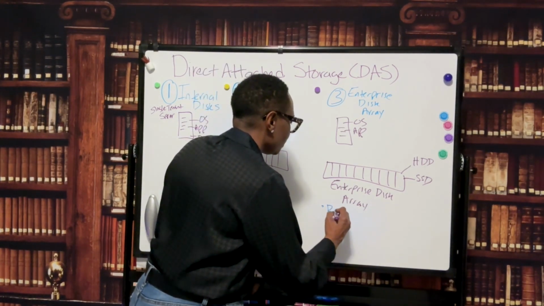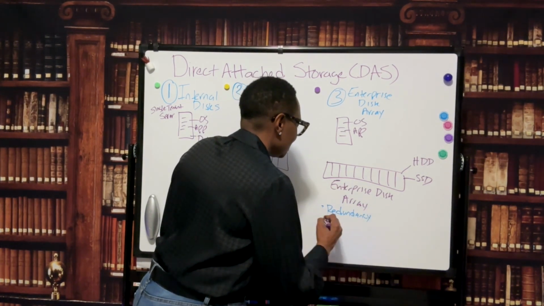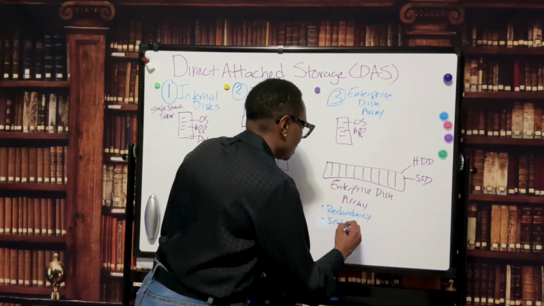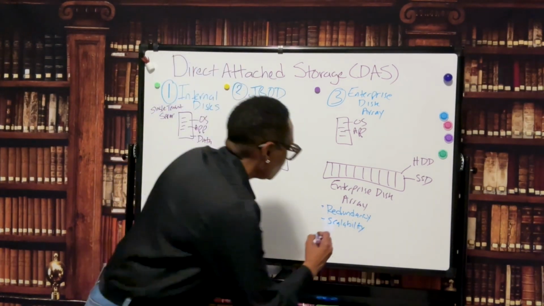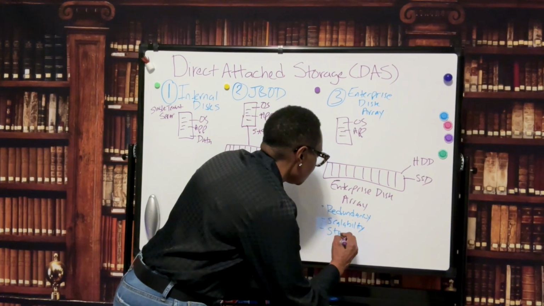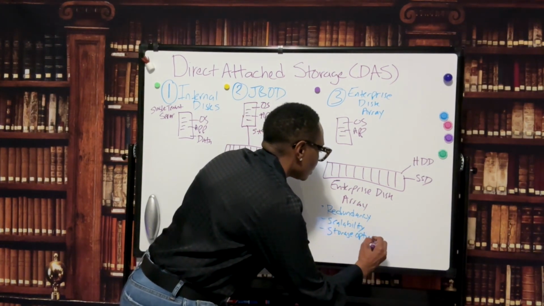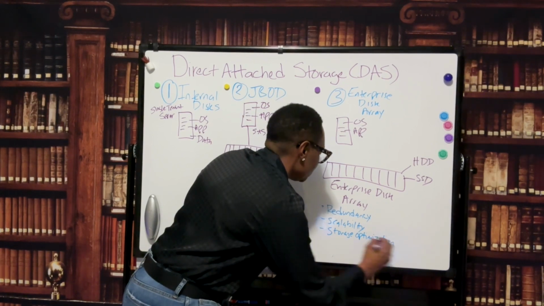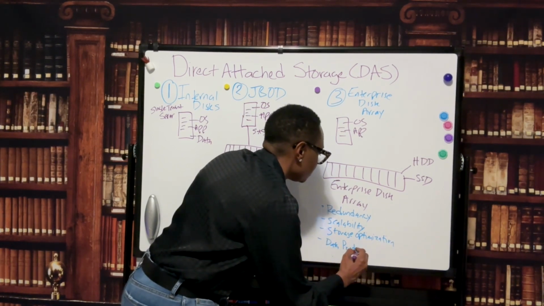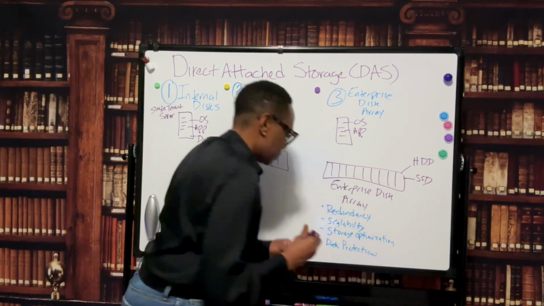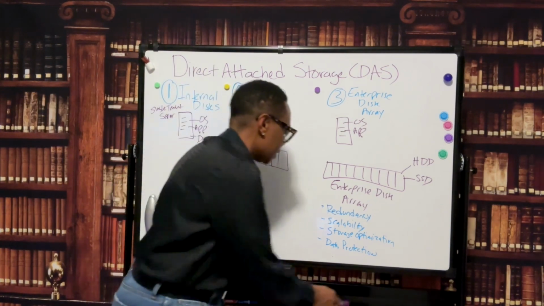So there is redundancy, scalability. We're going to talk about all of these, okay? We have storage optimization, data protection. Okay, so we're going to briefly cover all of these, okay? So let's look at redundancy.